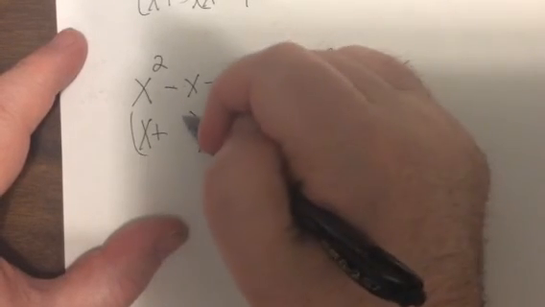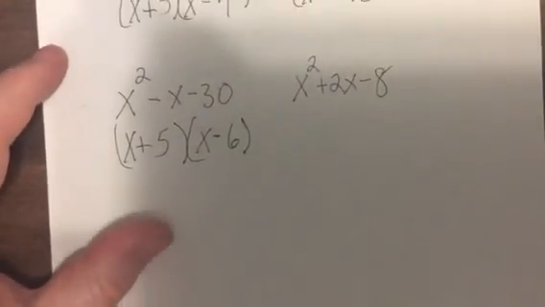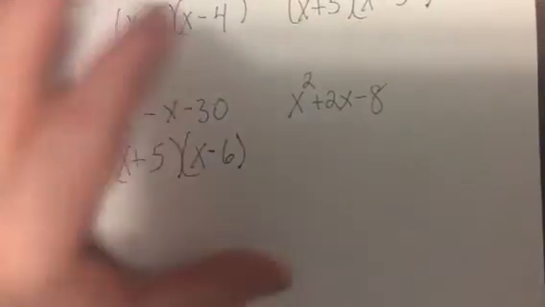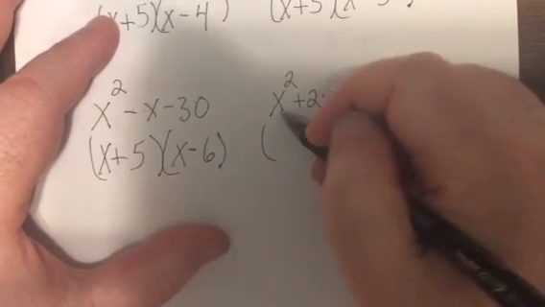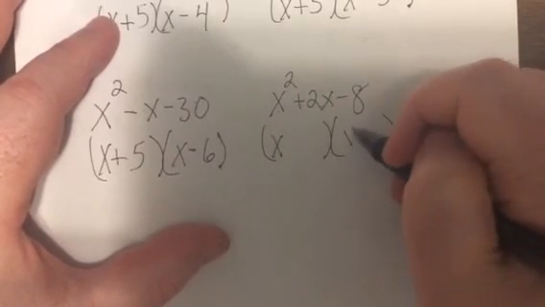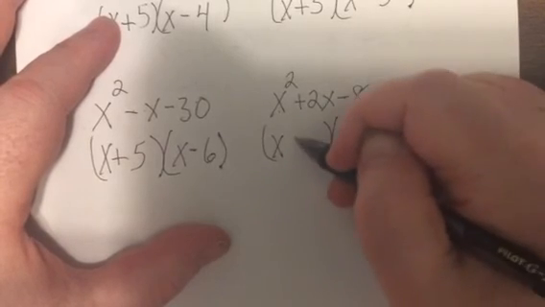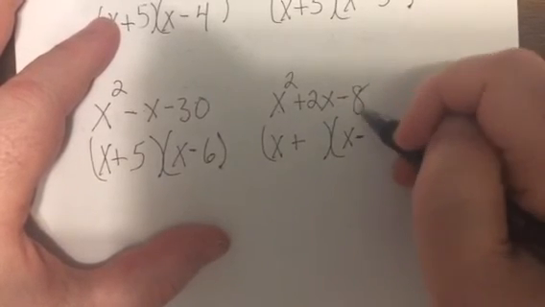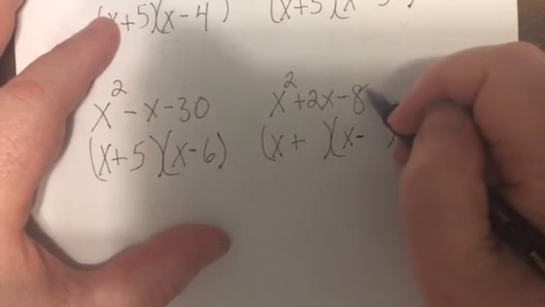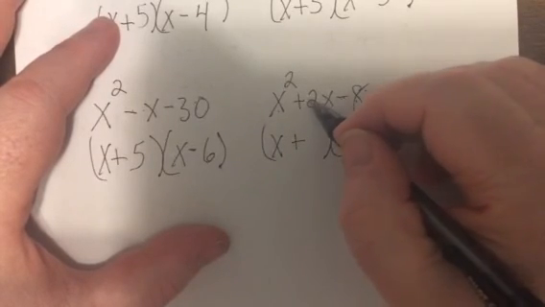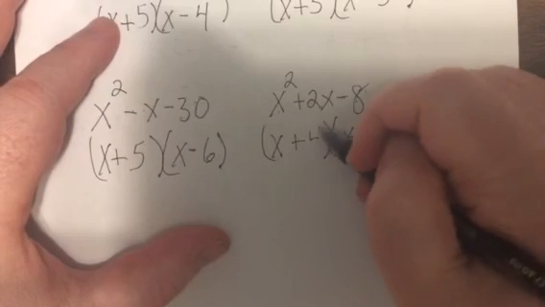Now, if you're sitting there saying, well, Mr. Murphy, I'm struggling, we will still work on this Thursday and probably part of Friday. So don't panic. X squared is x and x. Last term's minus, so plus minus. And the factors of 8 to subtract to give you 2 are 4 and 2. 4 times 2 is 8. 4 minus 2 is 2. And the largest one goes with plus.